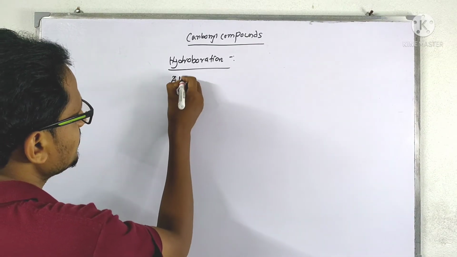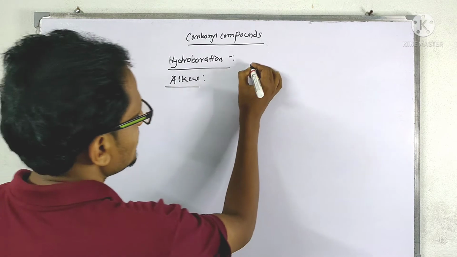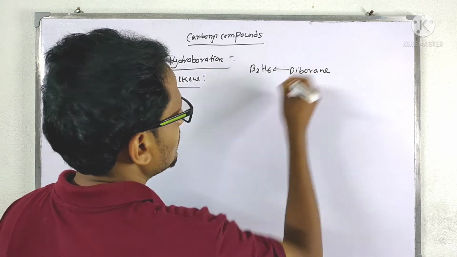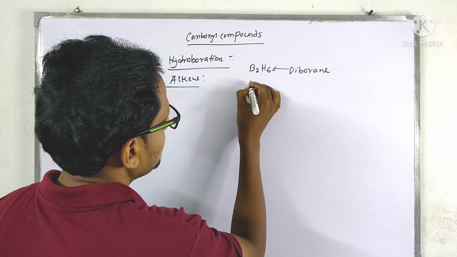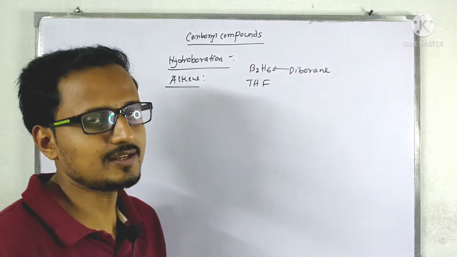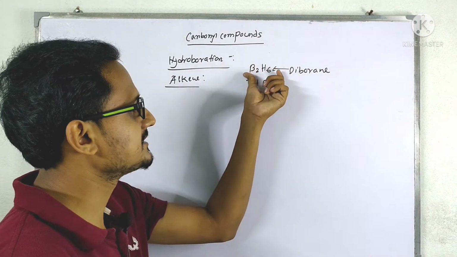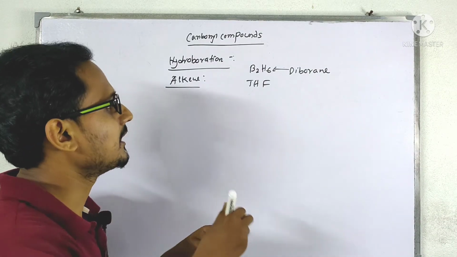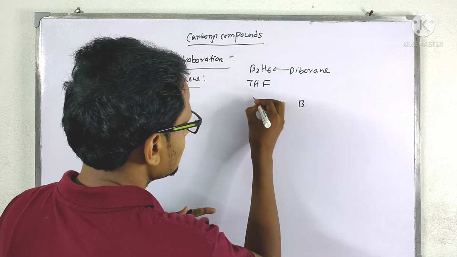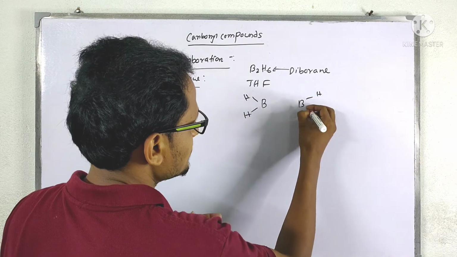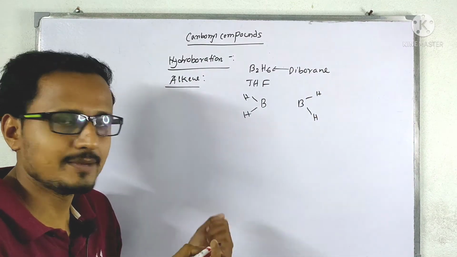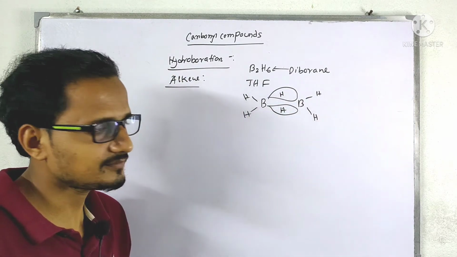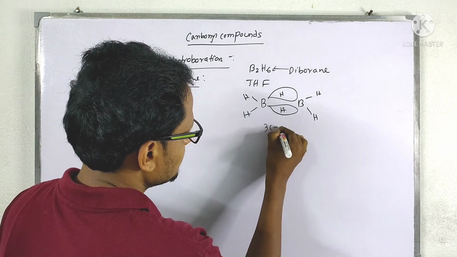Now hydroboration can be done for alkene using the reagent B2H6, that means diborane, with THF, tetrahydrofuran, as a solvent. Now B2H6 is nothing but BH3, which exists as B2H6. The structure of B2H6 is like this. It has this kind of structure which is called banana bond, 3 center 2 electron bond.